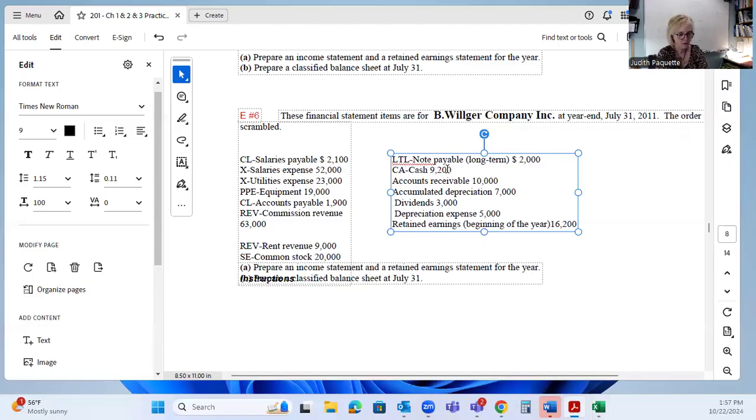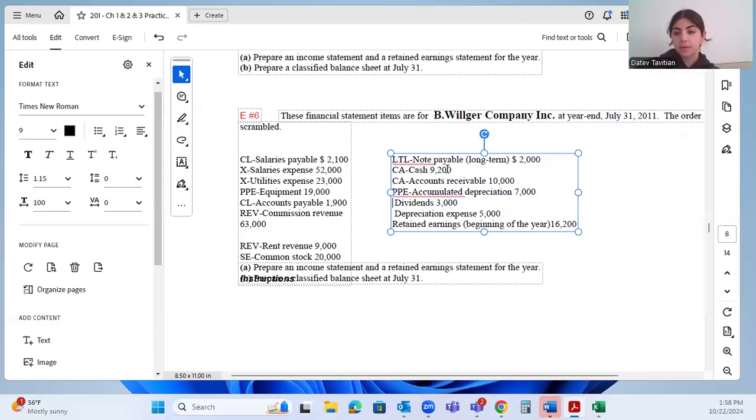Accounts receivable. We did that. That's a current asset. Now, accumulated depreciation is a contra asset. Contra asset, and that goes with equipment. We have equipment less accumulated depreciation, so it's under property, plant, and equipment. What you need to know is because it's a contra asset, an asset's normal balance is a debit, but a contra asset's normal balance is a credit.